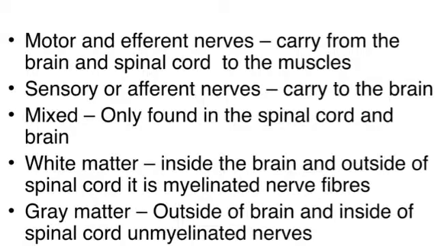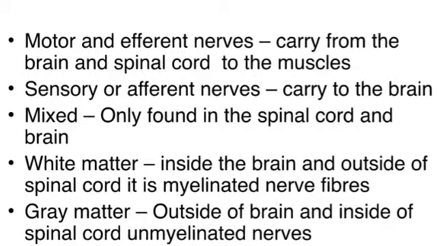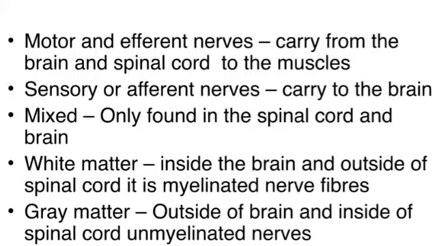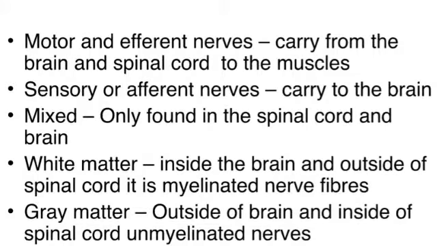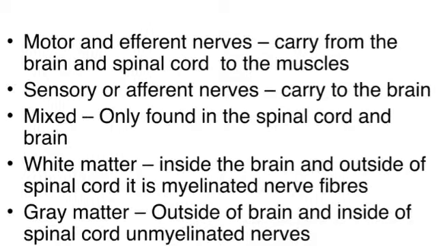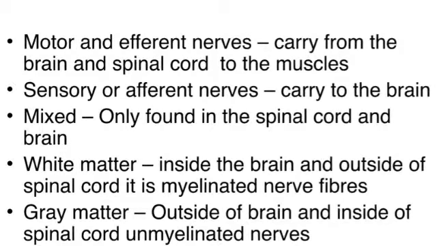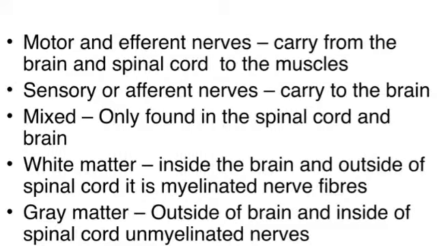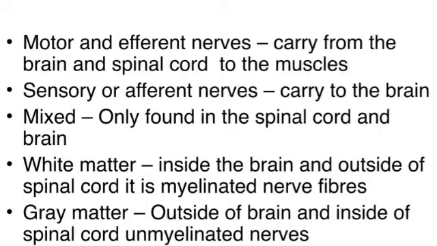The only place mixed fibres are found in the body is the brain and spinal cord, and these are cranial and spinal nerves. You have white matter on the inside of the brain and the outside of the spinal cord. This is made up of bundles of myelinated nerve fibres. And you have grey matter on the outside of the brain and inside of the spinal cord.